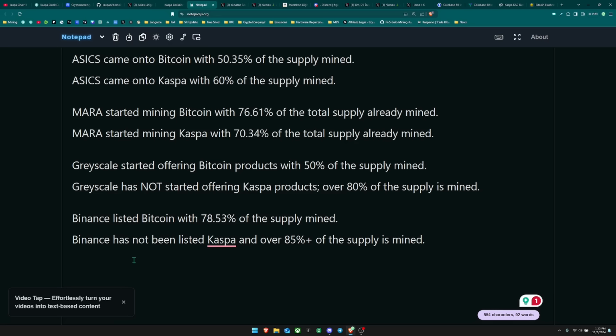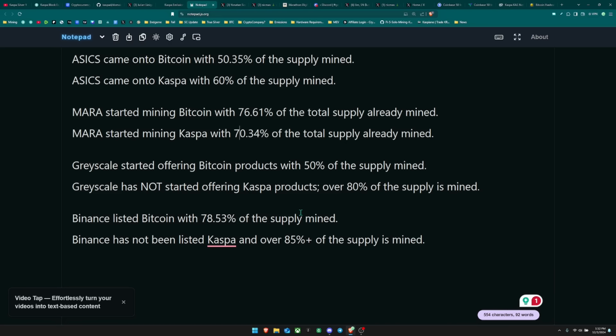And then the last thing I want to look at is when Binance listed Bitcoin. So Binance listed Bitcoin back in 2017 when it launched with 78.53% of the supply mined. And then today, Binance has not listed Kaspa and over 85% of the supply is mined. We did just see that it's at 88% now, and Binance has still not listed Kaspa.